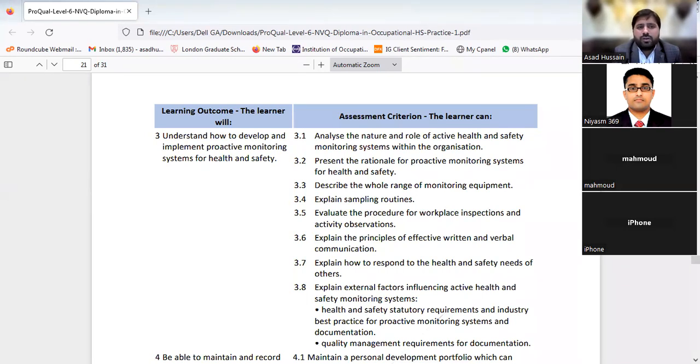Now moving towards our last learning outcome of this unit. I have told you earlier that the fourth one is about the CPD. So we are not considering CPD right now, because in the last we have a separate document and a separate lecture for this purpose. So the next and last learning outcome is understand how to develop and implement proactive monitoring systems for health and safety.